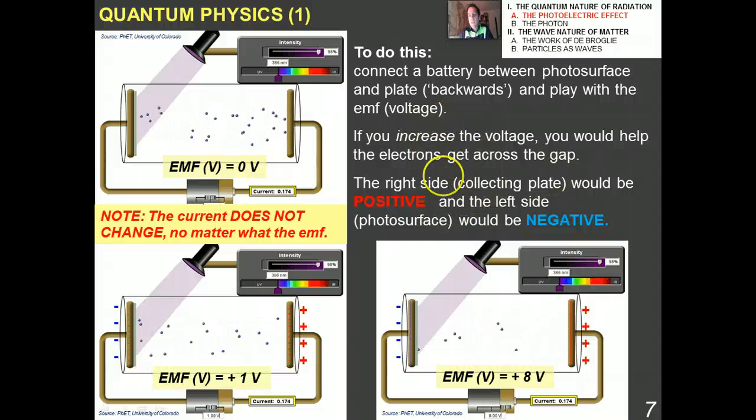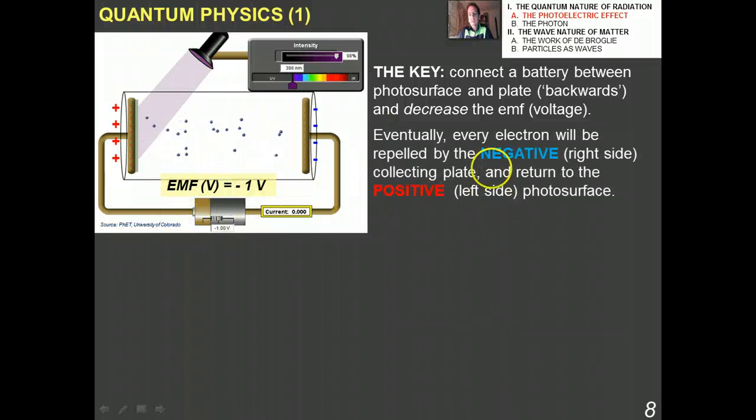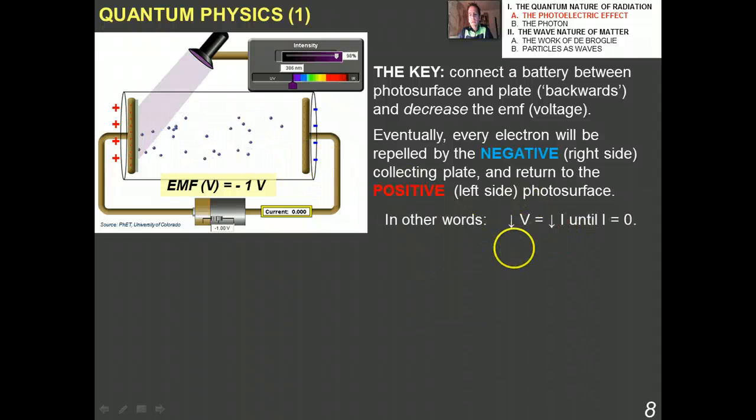Okay, so the right side again would be positive and the left side would be negative if you increase the voltage the way that this battery is oriented. So the key is to not only connect the battery between the photosurface and the plate backwards, but you want to decrease the EMF as this is set up here. Eventually every electron will be repelled by the negative plate and return to the positive left side of the photosurface. This is the setup that was being referred to in that particular diagram that I showed you before. So in other words, you're going to decrease the potential difference, which will decrease the current until the current equals 0.